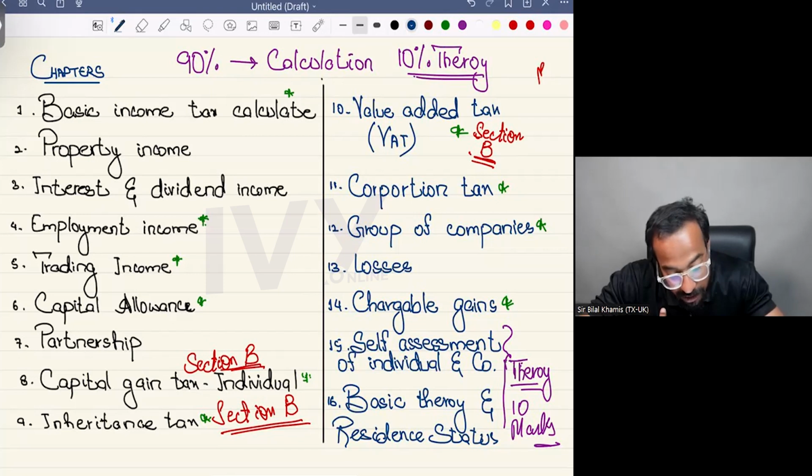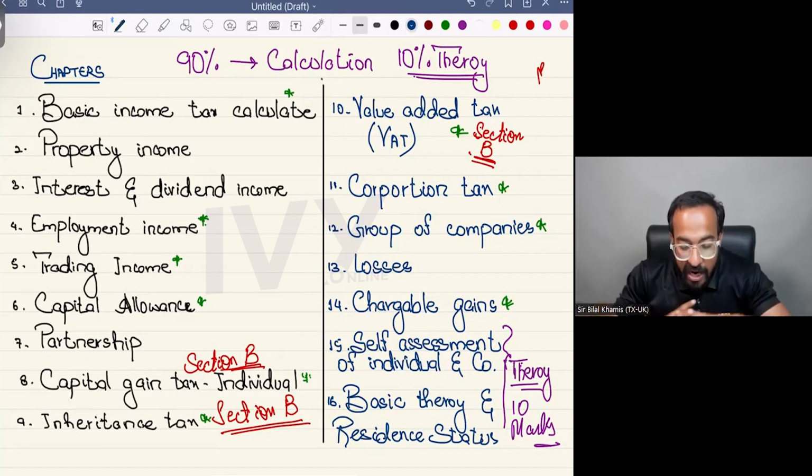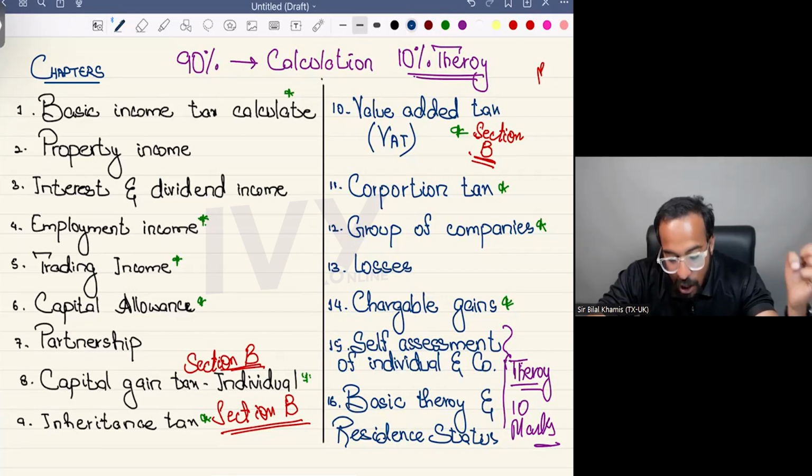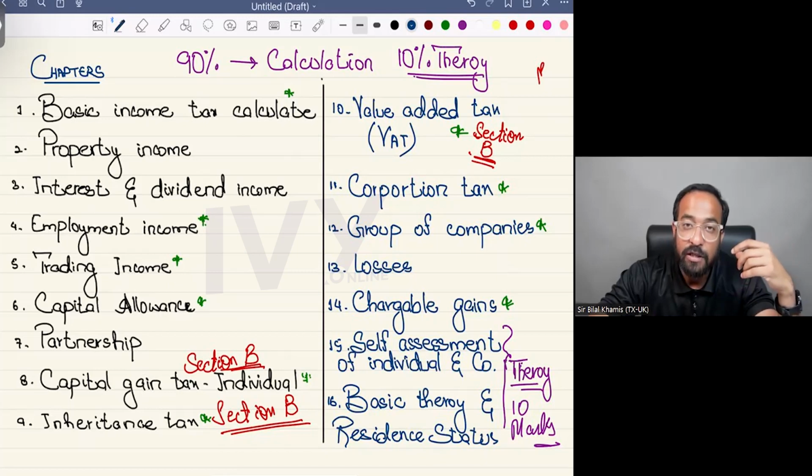Trading income for section C, and capital allowance for section C as well. I hope you are getting the point. So the green ones, like employment income, are for section C. Trading income is for section C. Capital allowance is for section C. Corporation tax is for section C. Group of companies for section C. Chargeable gain for section C.